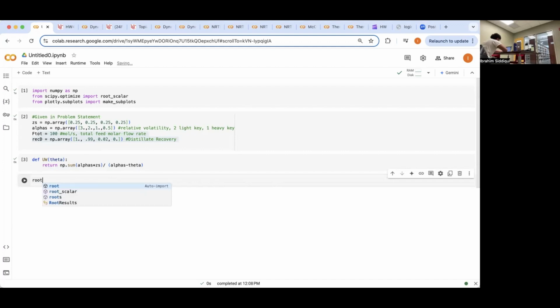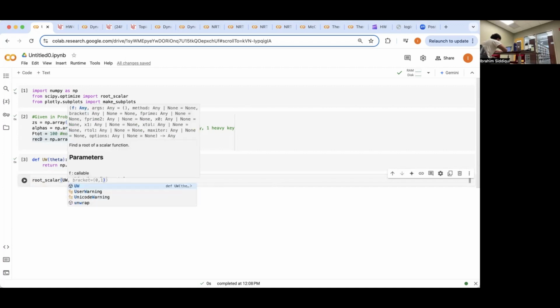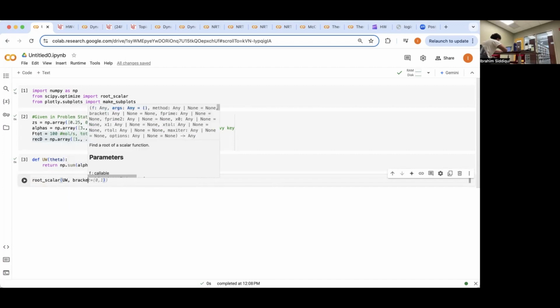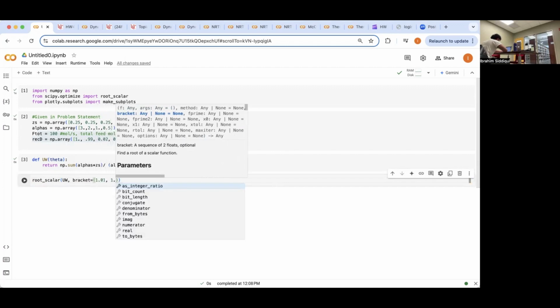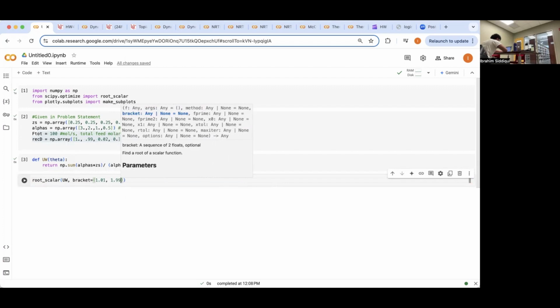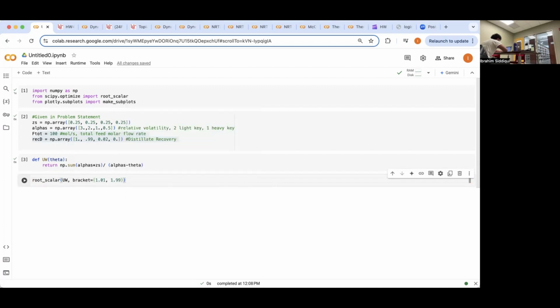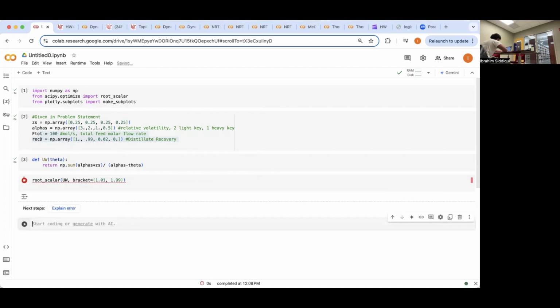We're going to want to import our root_scalar function. So for our root_scalar function, this is going to be for our Underwood equation. And we're going to set up a bracket here. This bracket is going to be equal to 1.01 and 1.99, right? Yeah, that's correct, 1.01 and 1.99. Okay, so let's go ahead and return that function.